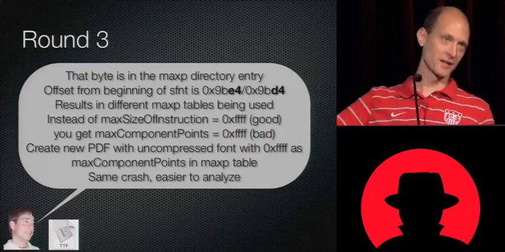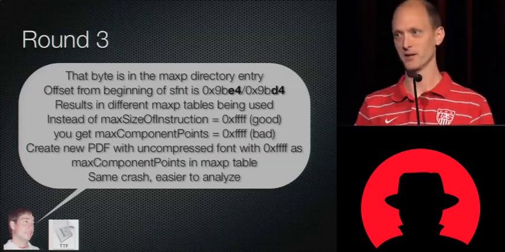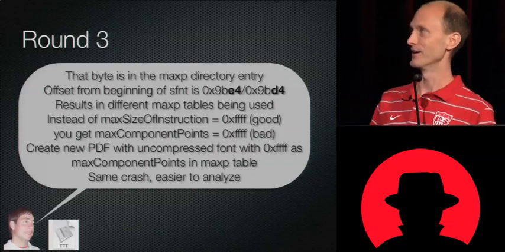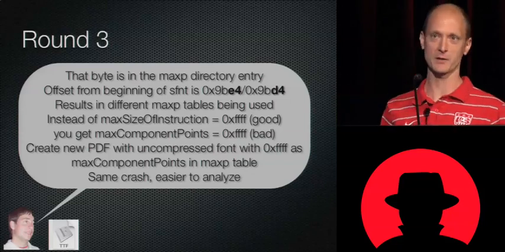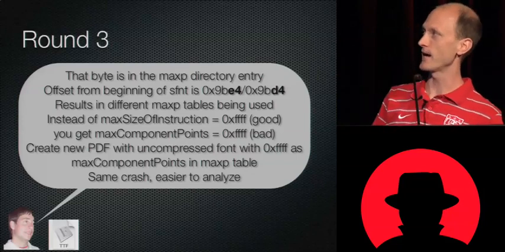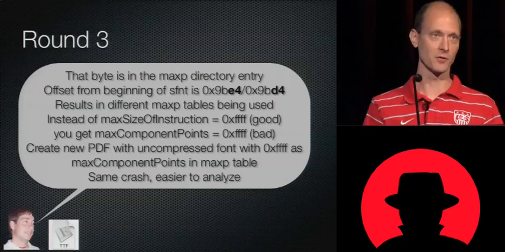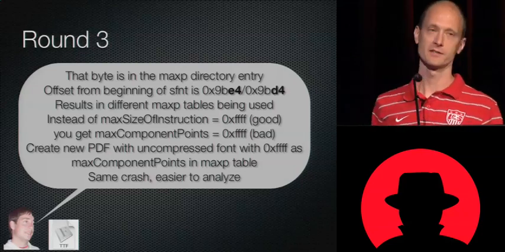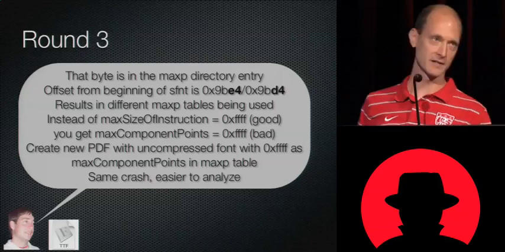Okay, so round 3, Dion continues while I'm still slicing and stuff. He starts reading the TrueType font specification, which is something I would avoid if you could. He realizes, what's this E4 thing? I'm going to figure out in the spec what it corresponds to. And what it corresponds to is an offset to where you can find this max P table. So in the good file it's E4, and in the bad file it's D4. So they're looking at different spots, so you end up using a different max P table.